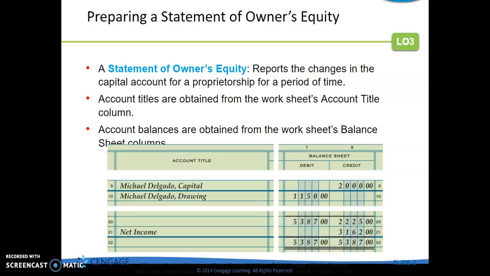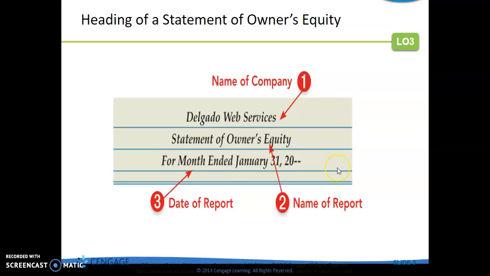This is a report that is going to show the changes in the capital account for a proprietorship over a period of time. We're going to take the account titles directly from the worksheet. We're going to use the account title columns, and we're also going to use the balance sheet columns. So in order to do the statement of owner's equity, we're going to put the name of the company. We're going to write the name of the report, which is the statement of owner's equity.